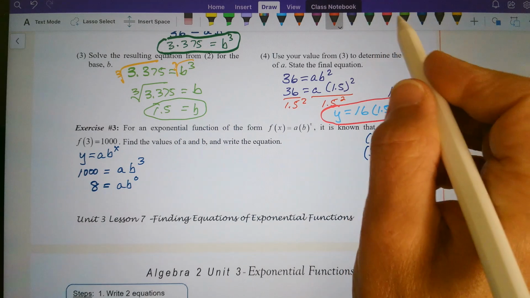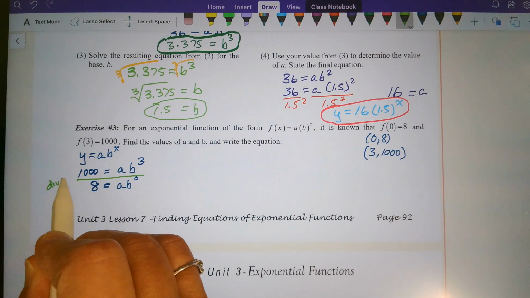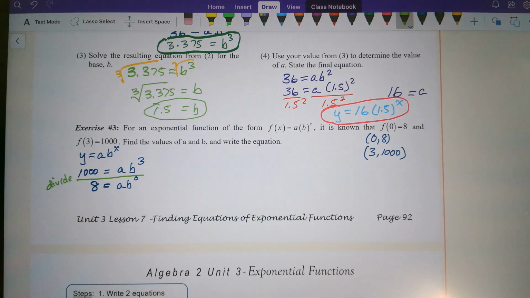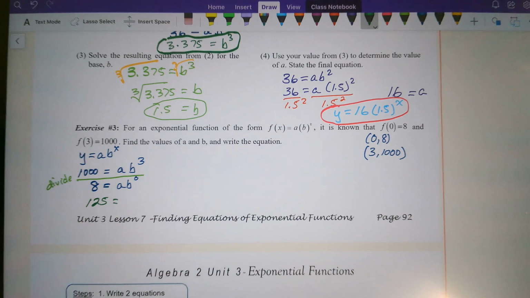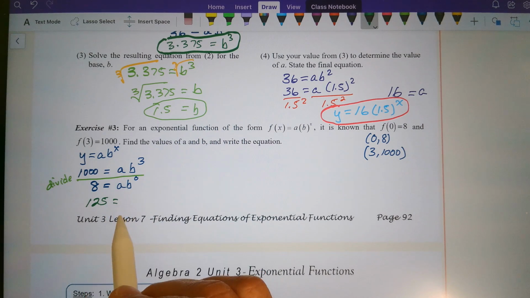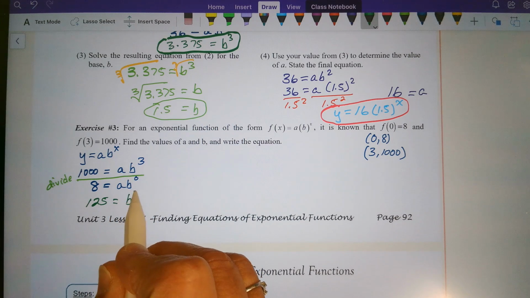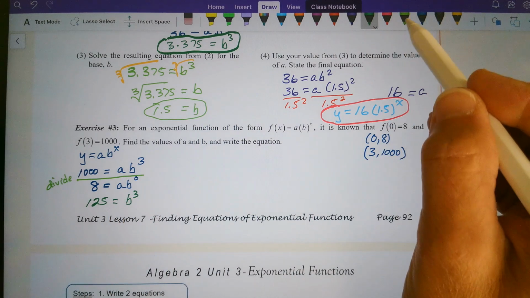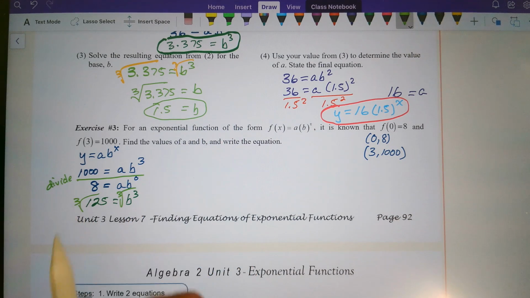Now divide the two equations. This is dividing, we're not subtracting, we divide. 1,000 divided by 8 is 125. Just check that, 1,000 divided by 8, yes, is 125. A divided by A, they divide out. B to the third divided by B to the 0 is B to the third. And now we're taking the third root of both sides.